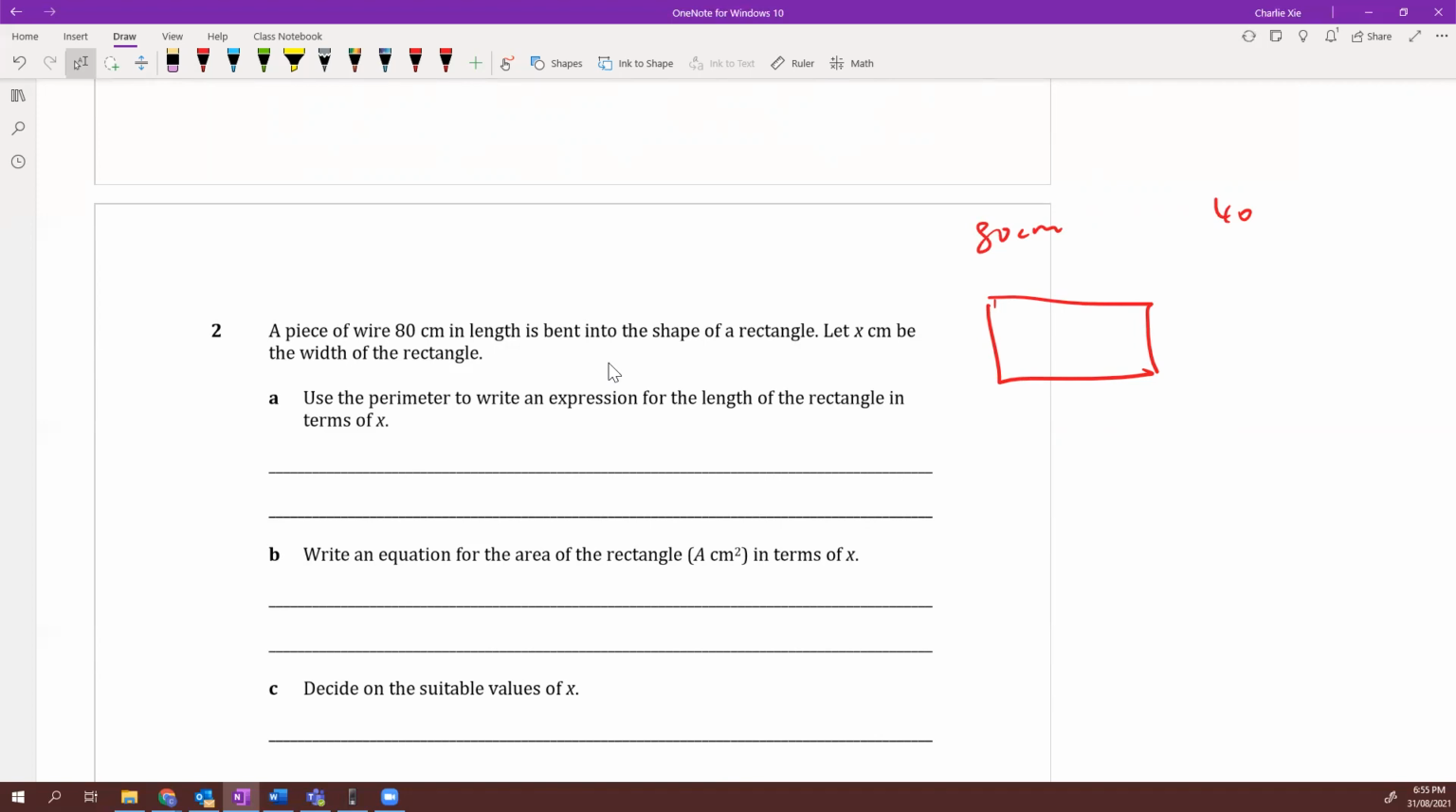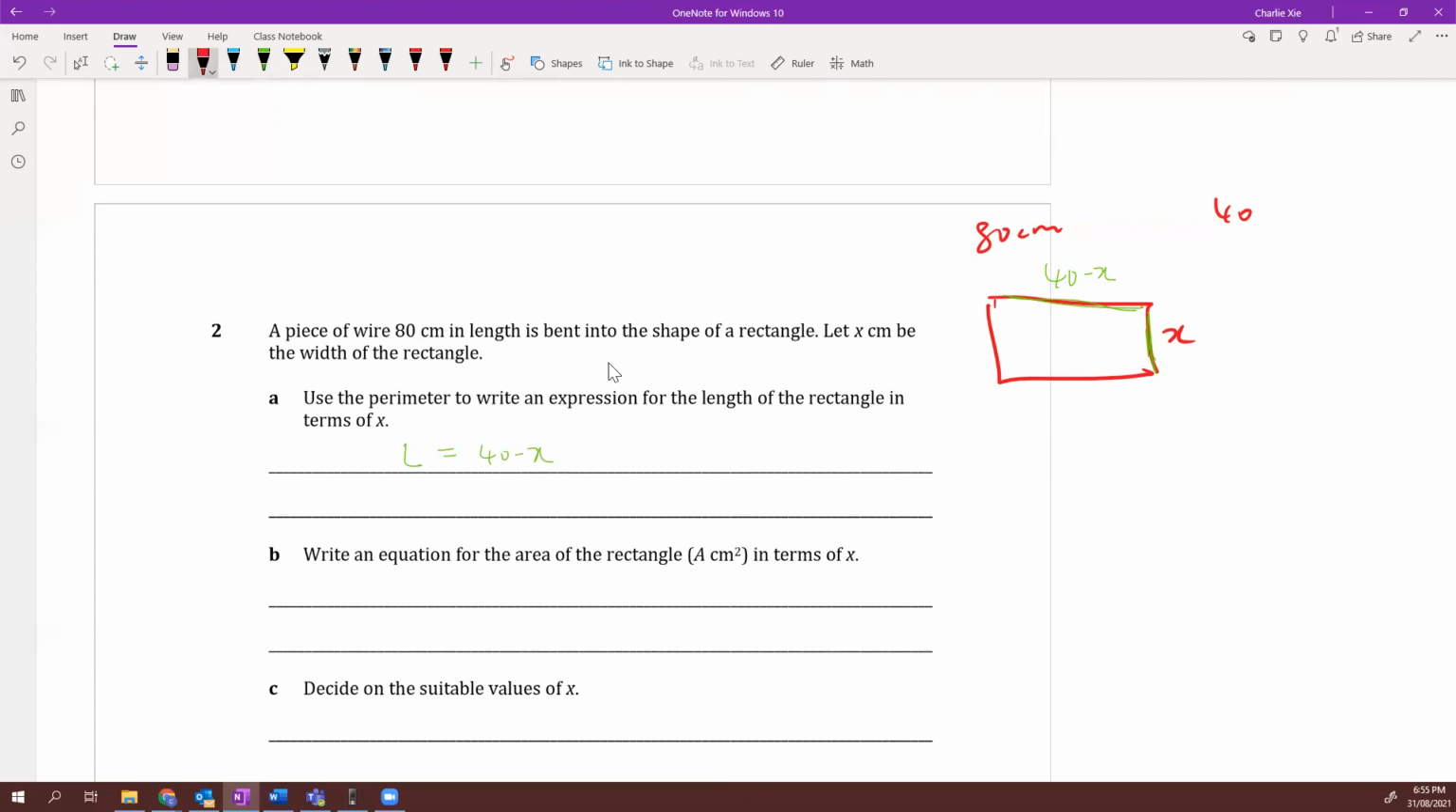X is the width of the rectangle. That's x. So this plus that. So this length plus this width is 40. So this length is 40 minus x. Okay, that's what I know from the question. Use the perimeter to write an expression for the length of the rectangle in terms of x. Length is just 40 minus x down here. Length is 40 minus x.